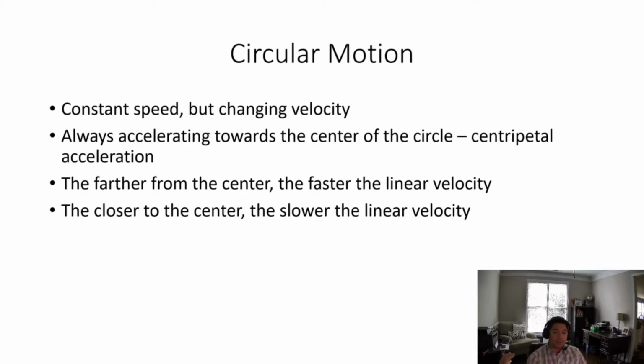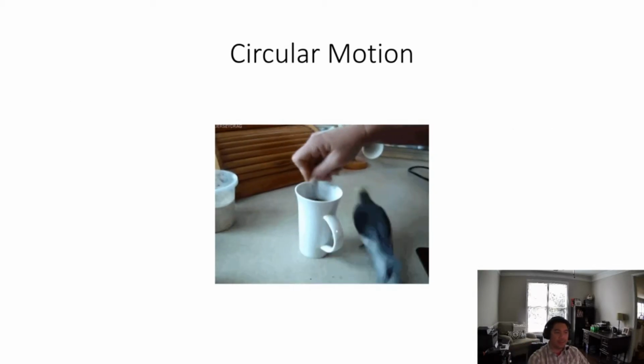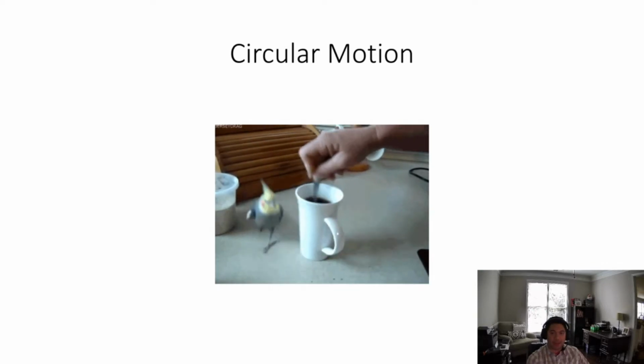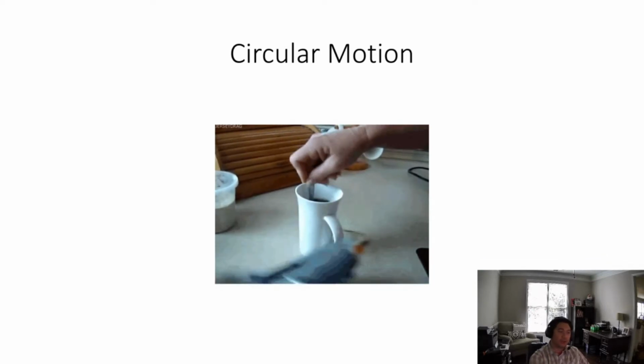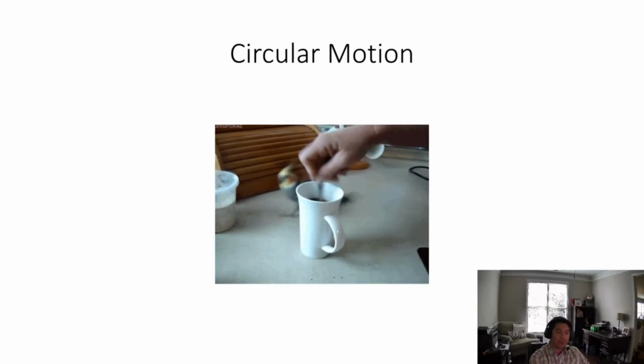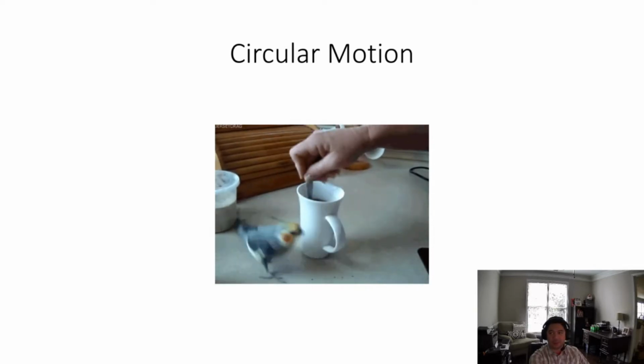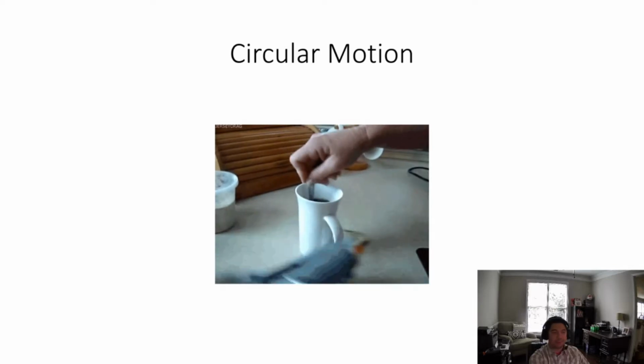Now, in order to move in a circle at the same rate, in order to maintain that rotational speed, the farther you are from the center, the faster you must be going. So if the bird wanted to finish its loops, its laps, in the same amount of time, and it were further away from the coffee cup, it would have to run faster, right? And if it were closer to the coffee cup, it would not have to run as fast in order to make those circles in the same period of time.